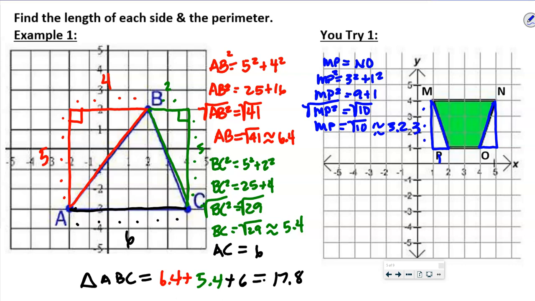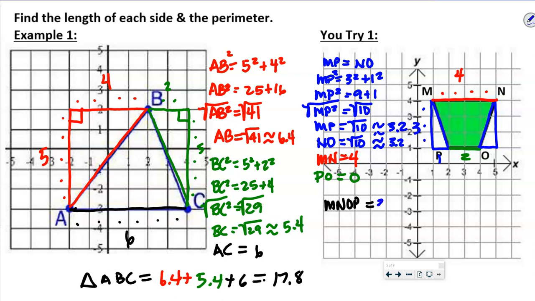Okay, which also means what? NO is equal to the square root of 10, which is approximately, again, 3.2. Now we can actually count the other two sides, can't we? Up here we have MN, 1, 2, 3, 4. So MN equals 4. And then let's just do this bottom one in green. PO right here is 2. So PO equals 2.